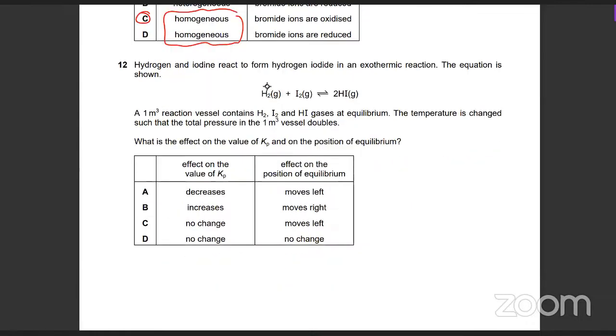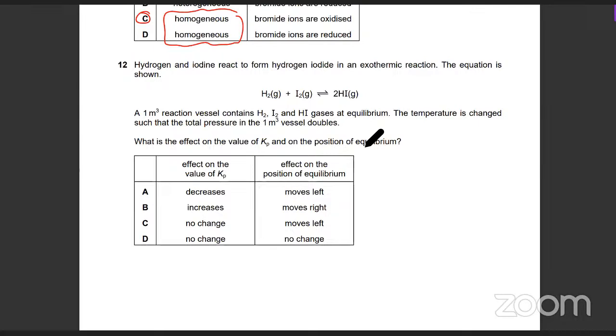Next one: hydrogen and iodine react together to form HI, and it's an exothermic reaction. It's a 1 meter cube reaction vessel. It contains H2, I2 and HI gases at equilibrium. The temperature is changed such that the total pressure in the 1 meter cube vessel doubles. What is the effect on the value of Kp and on the position of the equilibrium?